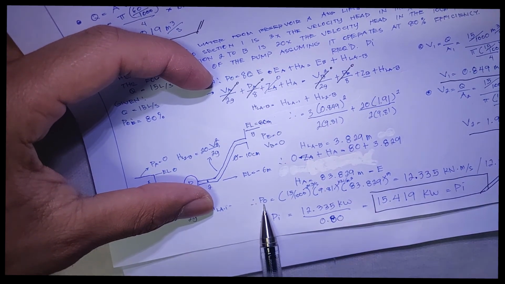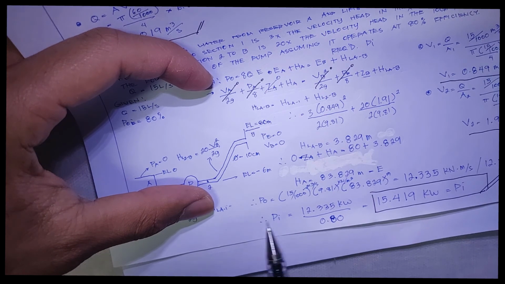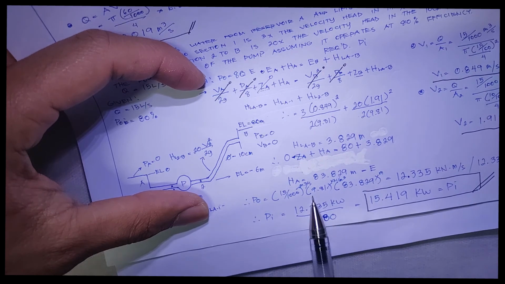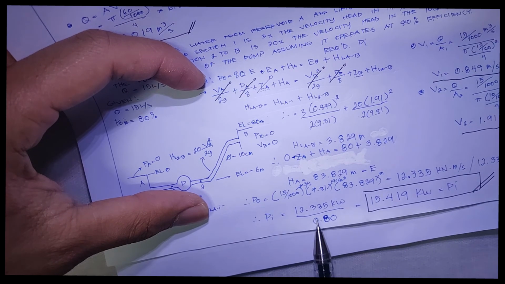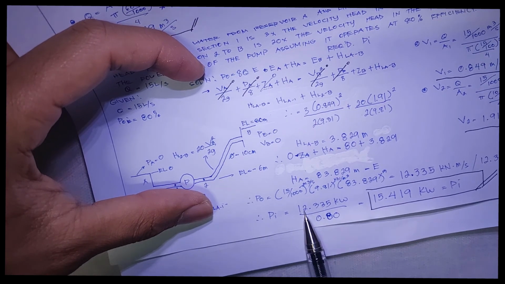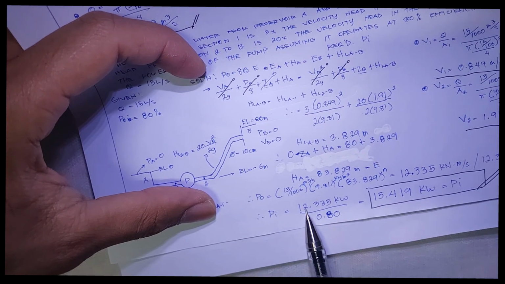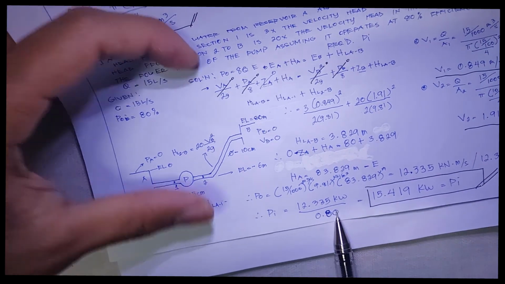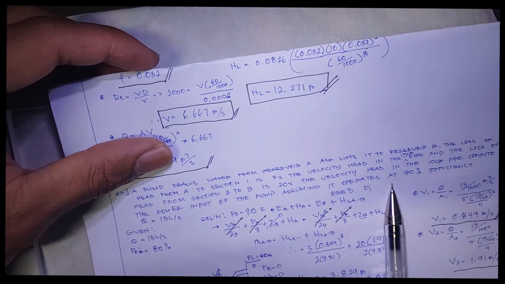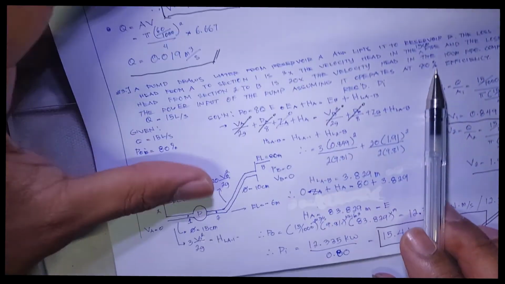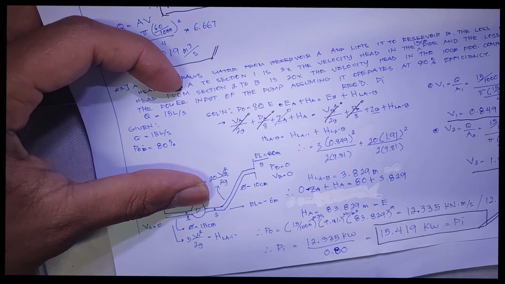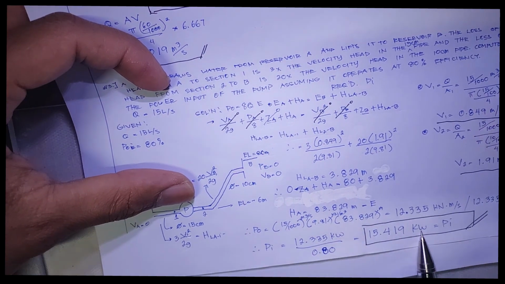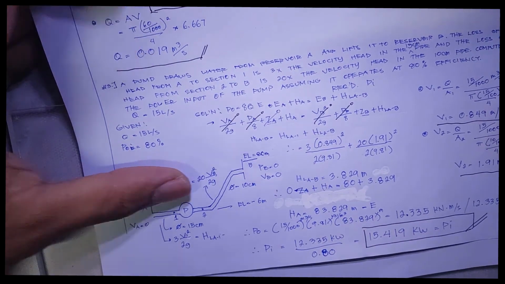So we have the value of the power. And then, the required power input has the formula PI equals the power over the pump efficiency. Given the value of PO, which is equivalent to 12.335 kilowatts, we divide it by 0.80 because the given pump efficiency is 80%. So we have the value of the power input, which is equivalent to 15.419 kilowatts. So that's the value of our PI. That's all.